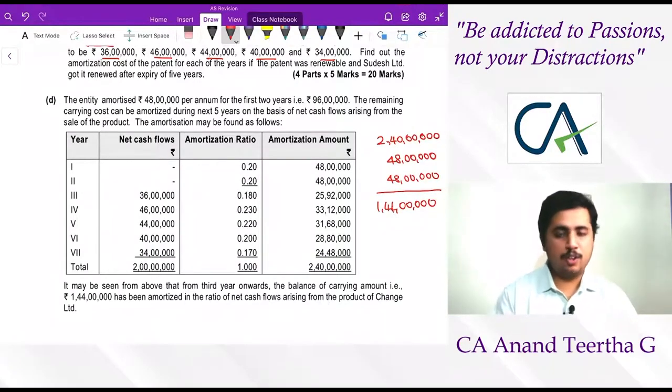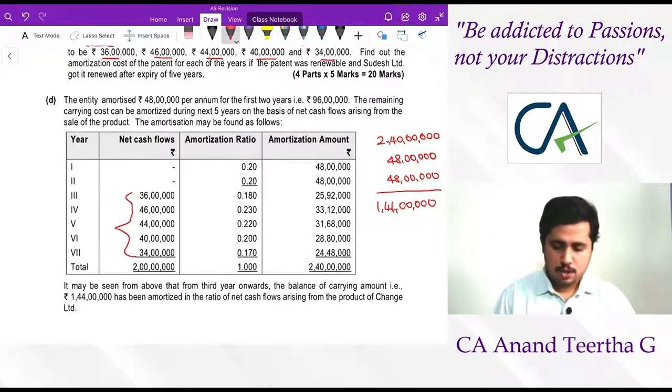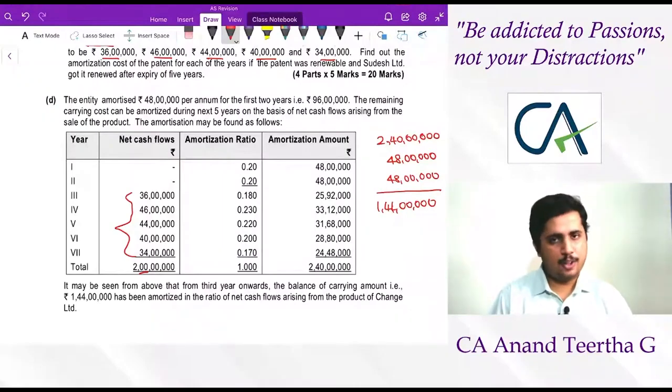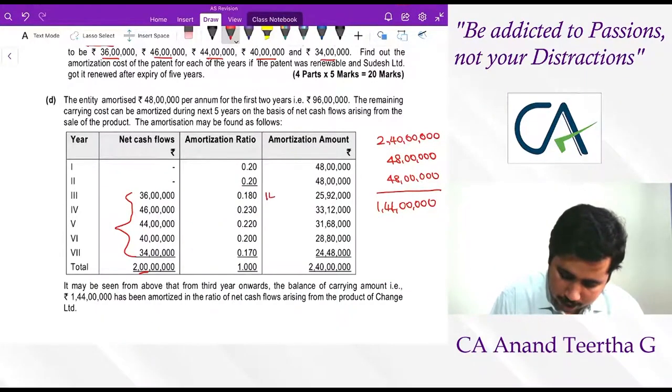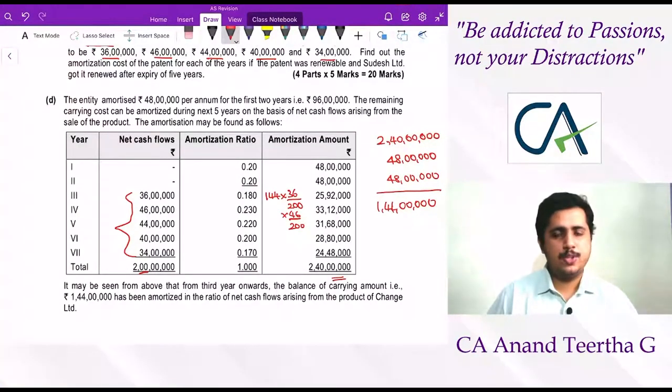That book value of 1 crore 44 lakh should be distributed according to pattern. So pattern is what? 36, 46, 44, 40 and 34. Total is how much? 200. They have written amortization ratio. You need not write that if it's not directly needed. Basically, the calculation is just 1 crore 44 lakh into 36 by 200 into 46 by 200 and it goes on. According to this pattern, keep on amortizing it. You are going to get your total amortization figures. So that's how it should be done.